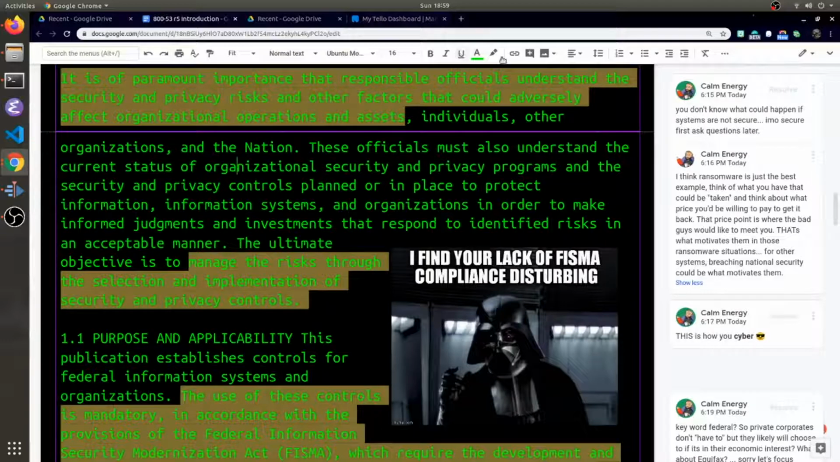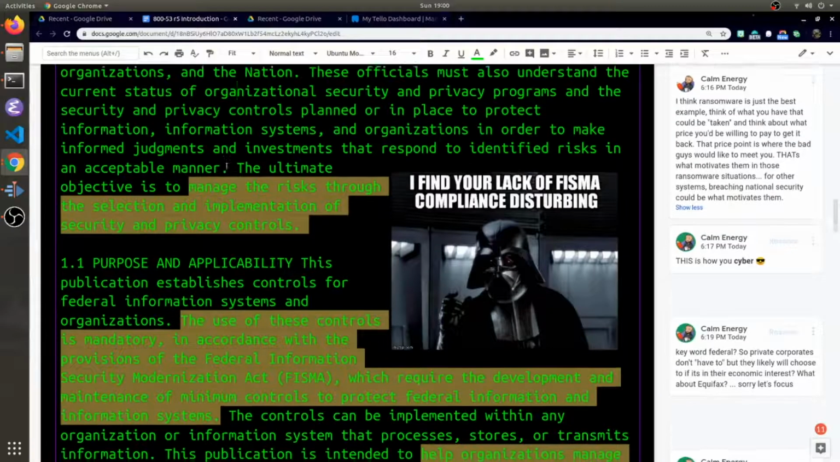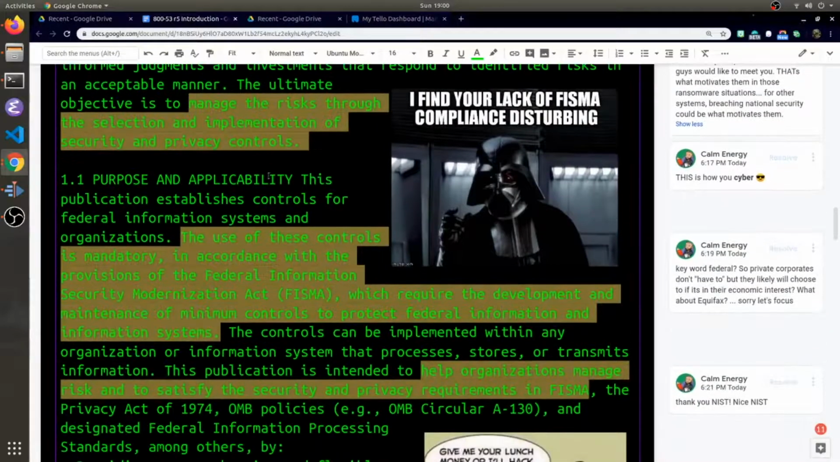A responsible official will understand the security and privacy risks that exist. And even better, how that risk could lead to an adverse effect on organizational operations, assets, individuals, or even the nation itself. Now at the end of the paragraph, they are going to say the ultimate objective is to manage that risk. It's okay not to be perfect.